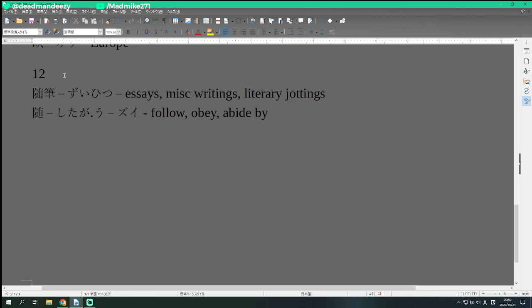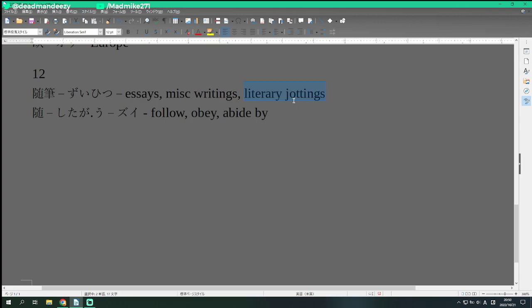Together with hitsu on the right side, which is a writing implement, or kind of a brush, if you will, we have our zui hitsu, literally translated as obeying writings. However, this colloquially translates to essays, miscellaneous writings of someone, or literary jottings, meaning if someone is a writer, then they abide by and follow along with their writings in life. That's the only way I can think about this.